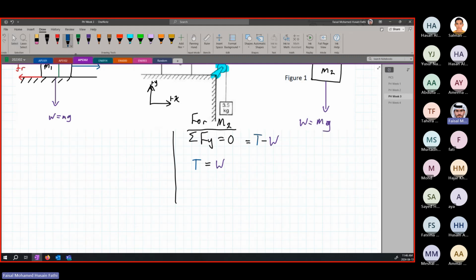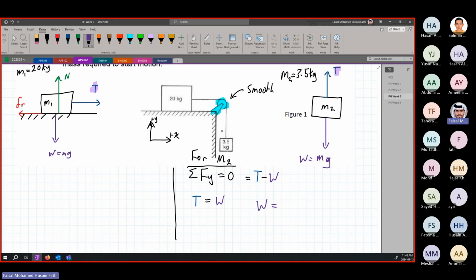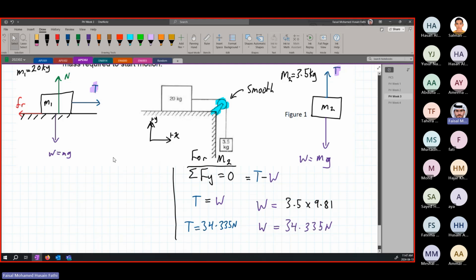So the tension T is going to be equal to, let's find the weight. The weight is mg. We know that the mass is 3.5 kilograms, so it's going to be 3.5 times 9.81. Did they mention in the question what to take? Nope, they didn't, so I'm just going to assume 9.81. So W is equal to 3.5 times 9.81, which is 34.335 newtons. So we know that our tension force is also going to be 34.335 newtons. Okay? So we have found our tension force.